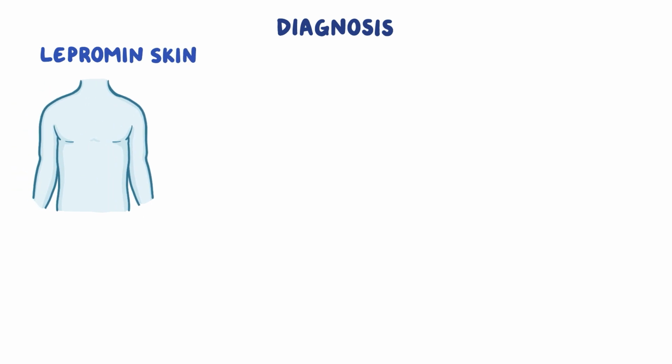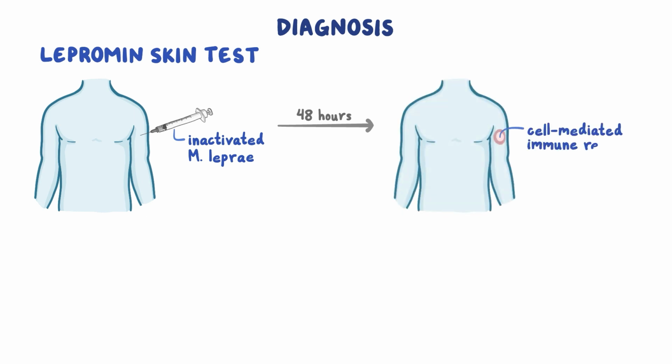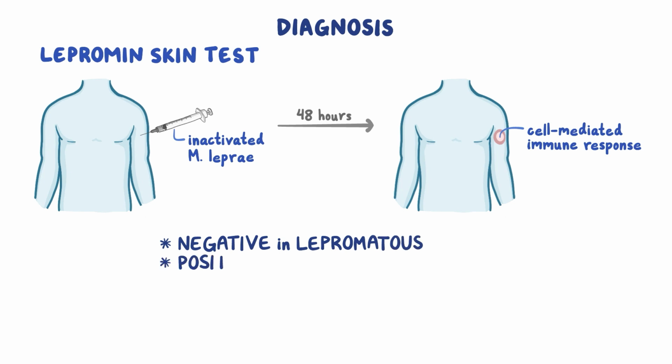Finally, a lepromin skin test might be done to determine what type of leprosy a person has. This is when an extract of inactivated M. leprae is injected intradermally. And if an induration appears after 48 hours, it means that there's a cell-mediated immune response against the organism. So this test is negative in lepromatous form and positive in tuberculoid form.